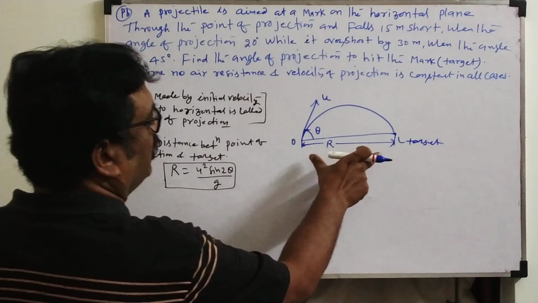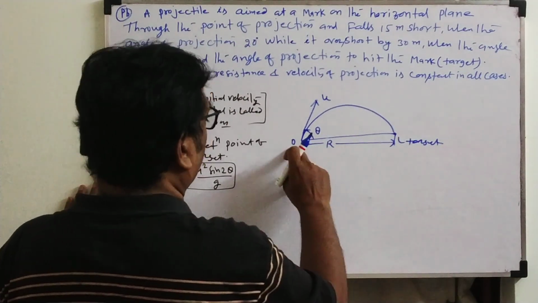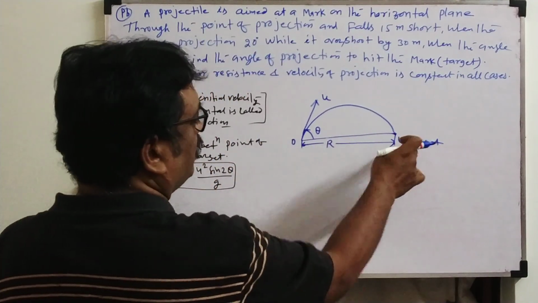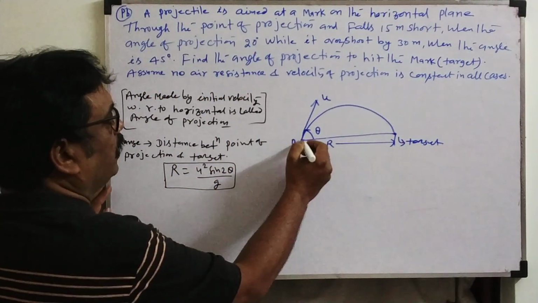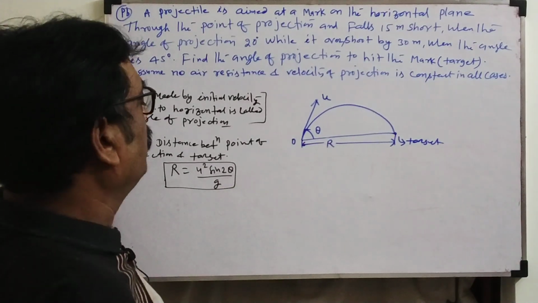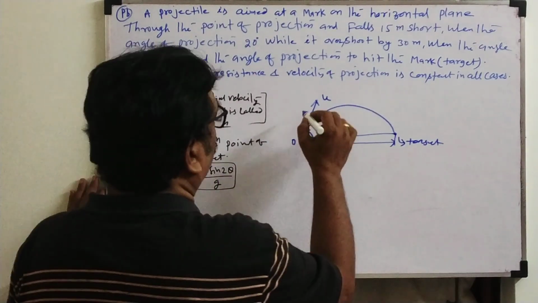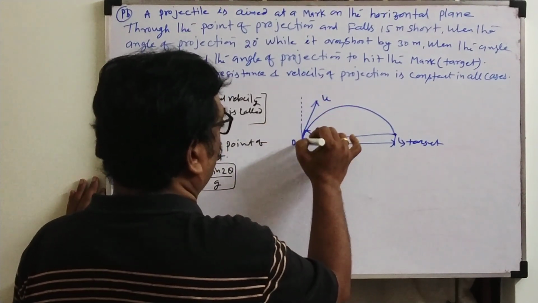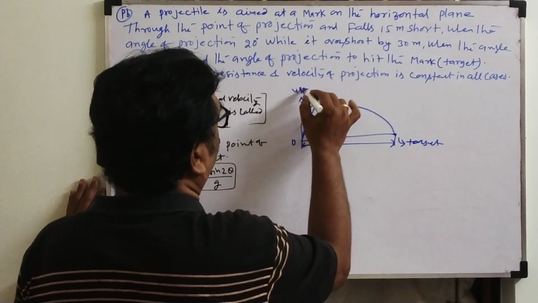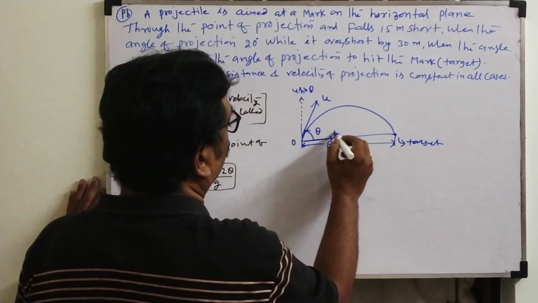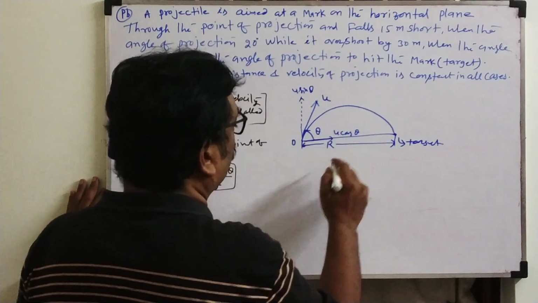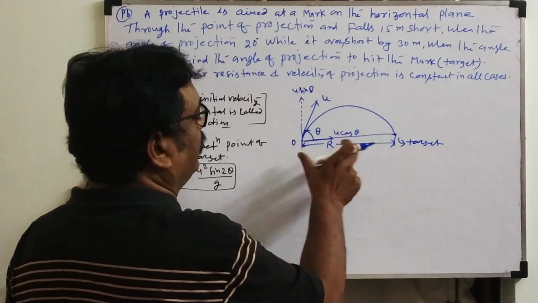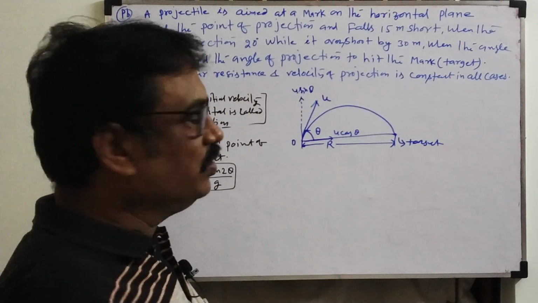Then, what is range? Range is nothing but the distance between the point of projection O and the target. Here u is the initial velocity, but actually two components will act: u sin theta vertically and the horizontal velocity u cos theta. Based on this, all the formulas will come, which I am not going to discuss. Maximum height, range and time of flight, all those formulas will come.